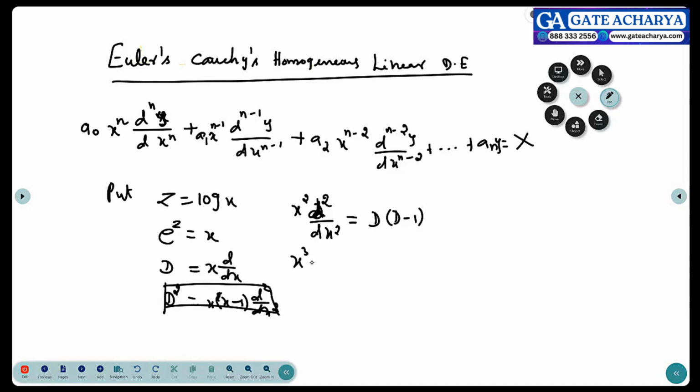So what is x cube d cube by dx cube? It is D into D minus 1 into D minus 2. If it is a single term, linear term, D. The square term, D into D minus 1. Cube, 3 terms, D, D minus 1, D minus 2, and so on. Okay, that's all.